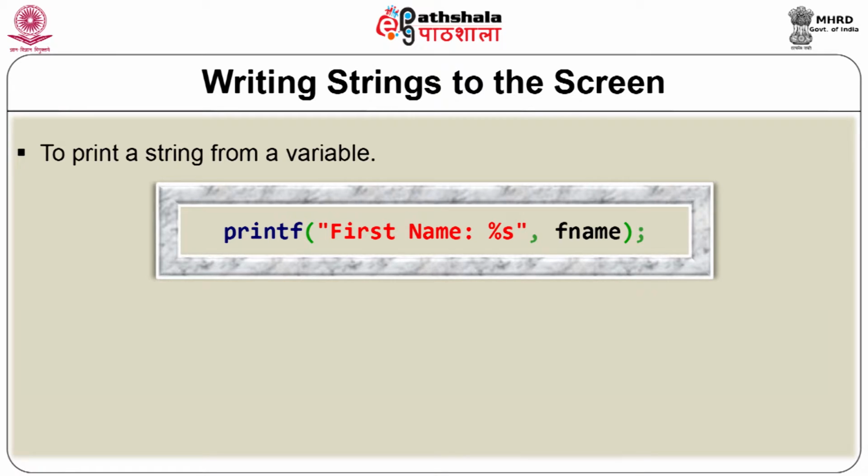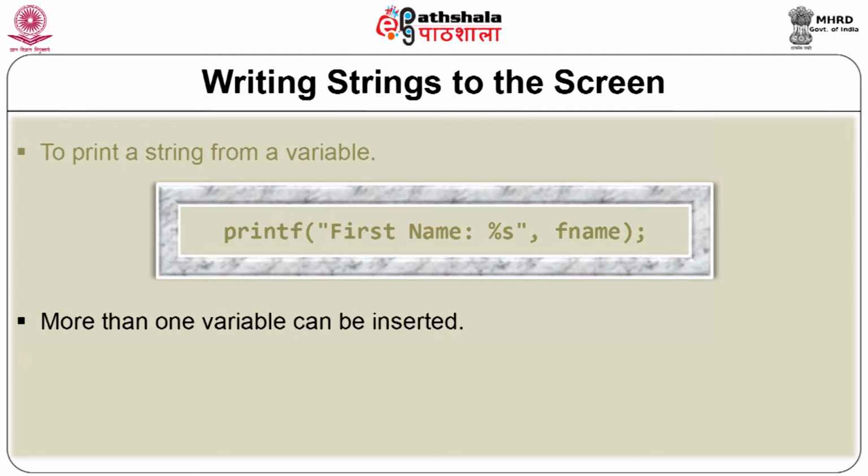We can insert one or more variables, hence the double quote in the prototype for the printf. We use %s to insert a string and then list the variables. It goes in order from first to last. More than one variable can be inserted in this given statement.